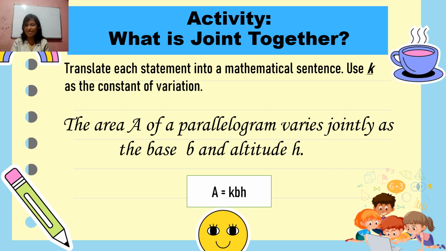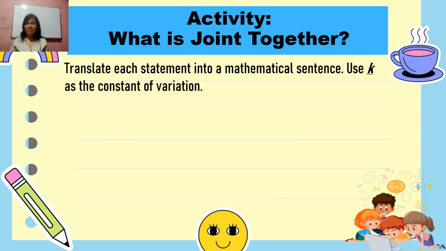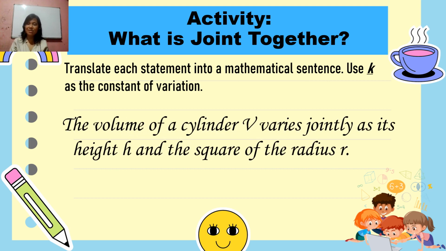A equals K, B, and H. Yun lang. Ganun kasimple. Okay, so hindi na siya masyadong mahirap kasi you've been with the direct and inverse variation. So here is another one. The volume of a cylinder, V, varies jointly as its height, H, and the square of the radius, R.